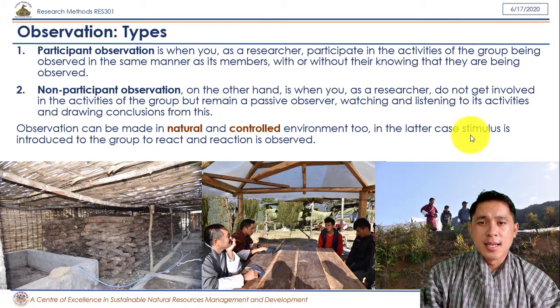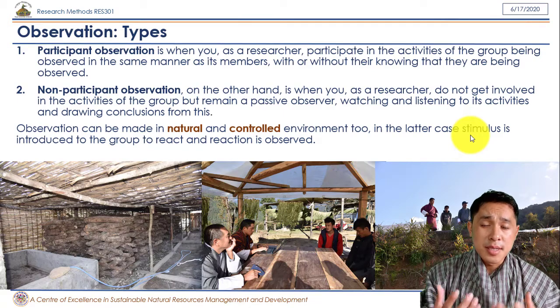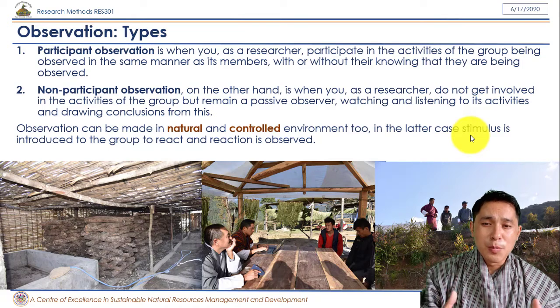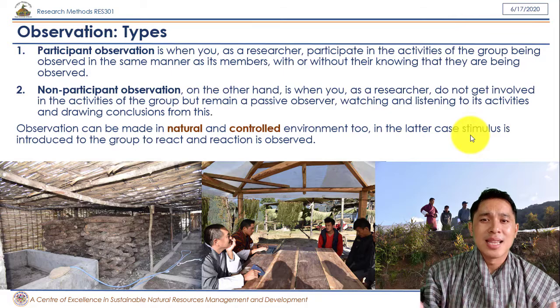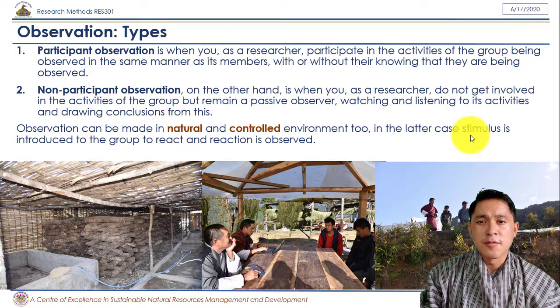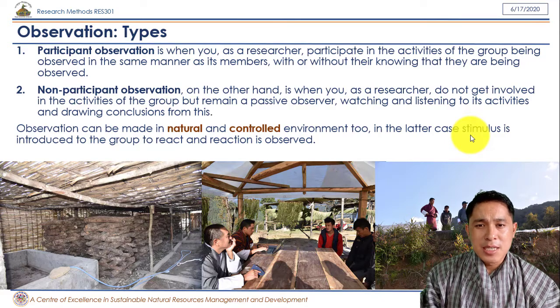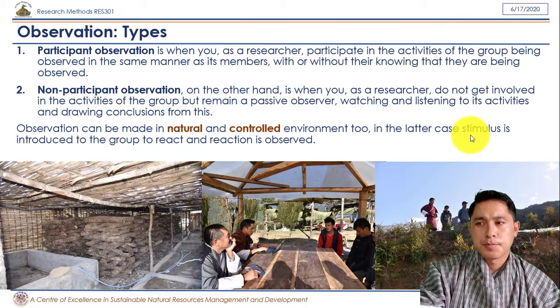So basically, this slide says that the observation is divided into two kinds. One is participant observation, and one is the non-participant observation. Participant observation, where as a researcher you participate in the group that you want to observe, and you observe how it's like to be in that group, and based on that you fulfill your objectives of data collection. In non-participant, you do not participate, but you just observe the group as a researcher.